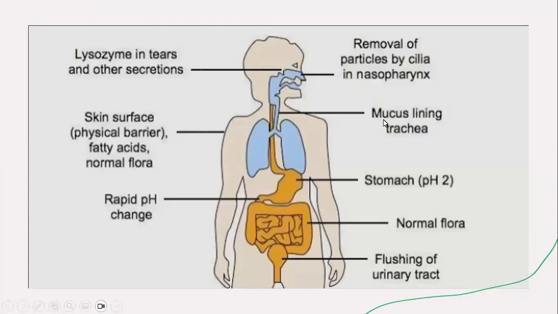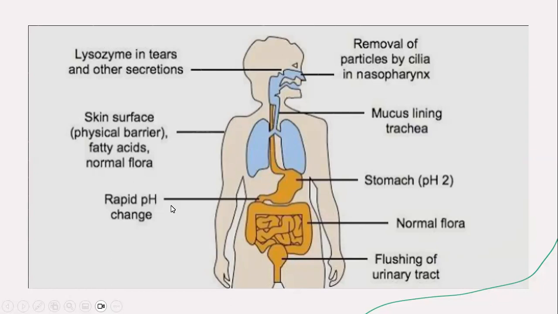So this is just a summary slide showing you the different parts of the body and some non-specific barriers. So there's lysozymes in your eyes, the removal of particles by the cilia in the nasopharynx, the skin, like Giovanni said, is a physical barrier. Unless you cut your skin, it's very difficult for pathogens to enter just because of the layers it has.